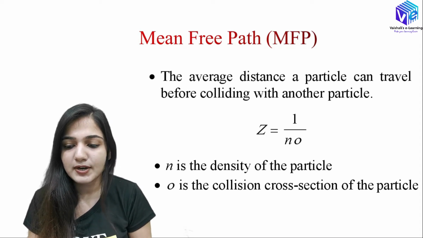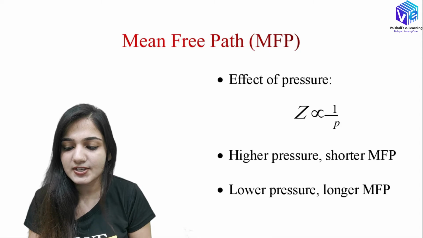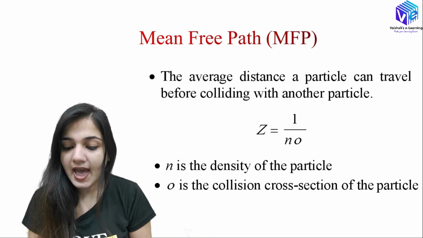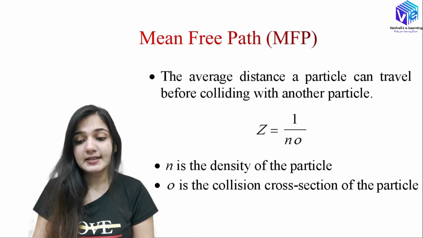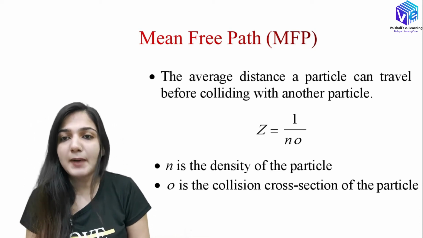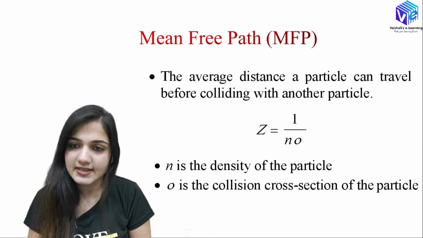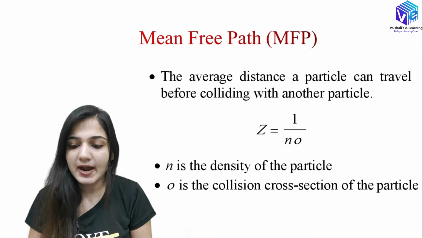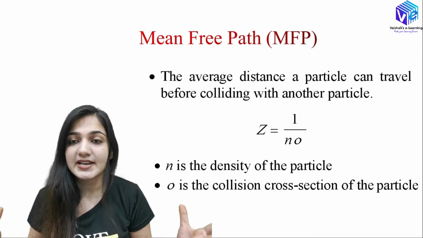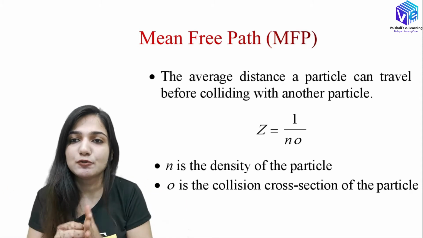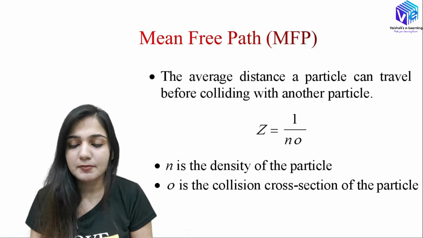Okay, so I hope now you understood. If the collision cross section is less, or if the density of the particle is high, then the mean free path would be less. If N increases or σ increases, then Z decreases. So the mean free path depends upon the density. If I have a denser gas, then they will have more probability to collide. It depends upon the collision cross section as well.